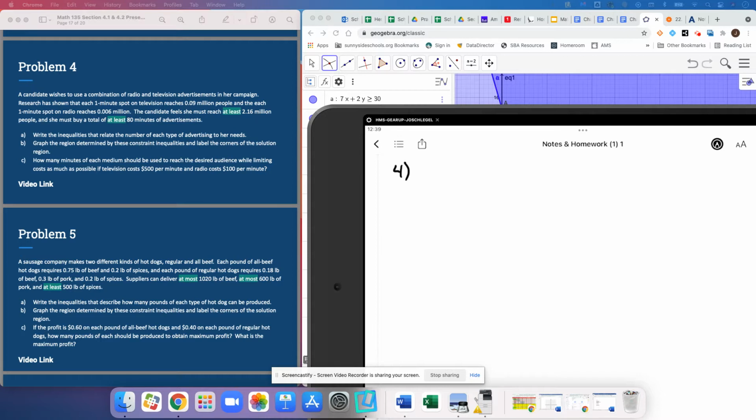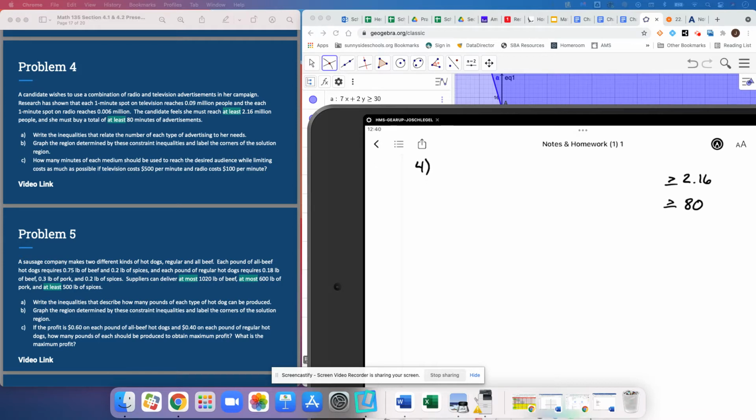So what we've got is we've got to figure out what our totals are. It looks like we need to reach at least 2.16 million people. So we're going to put 2.16 in here. And at least, so it's got to be greater than or equal to 2.16 million. And then we must buy at least 80 minutes of advertisements. And so 80 is what I'll throw in here next. It's got to be greater than or equal to 80 minutes of advertisement.